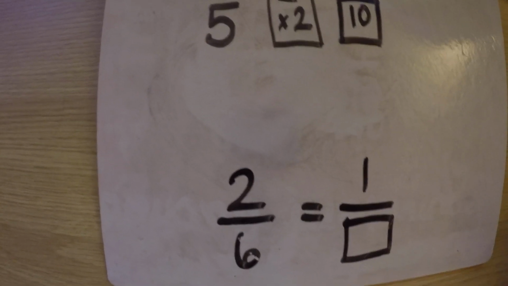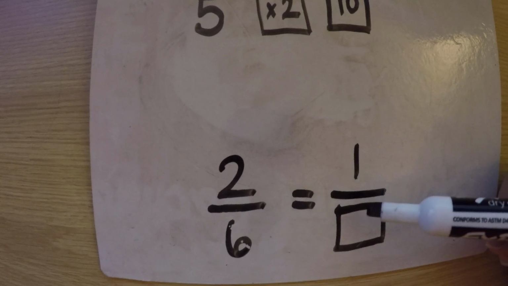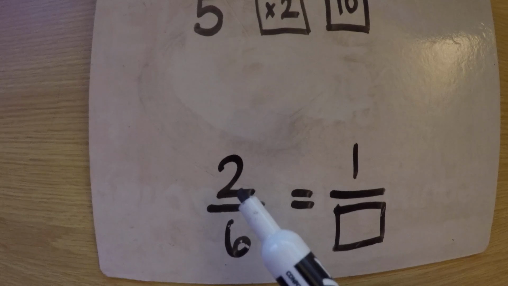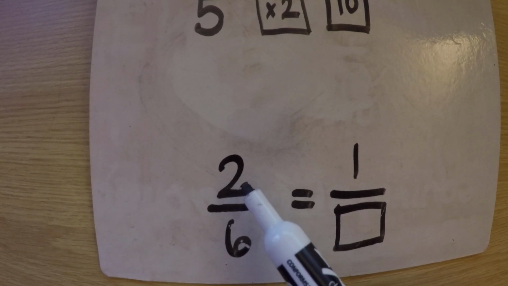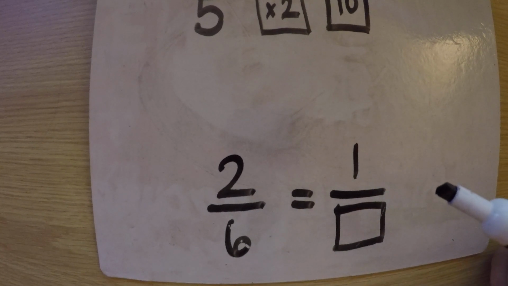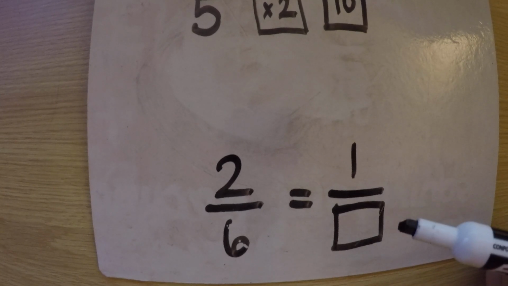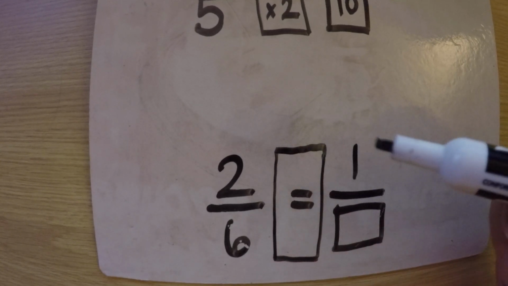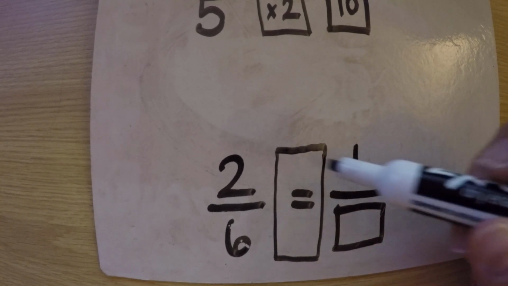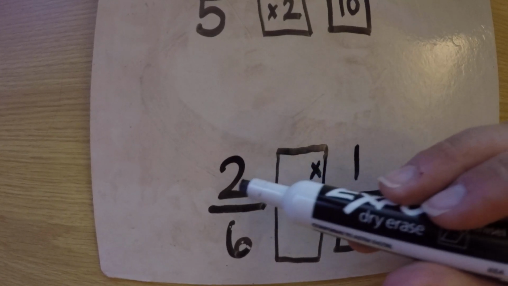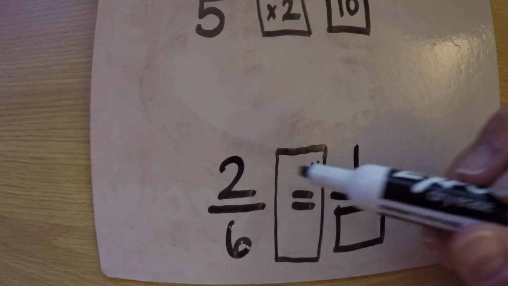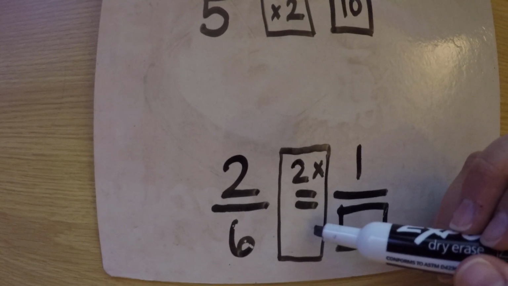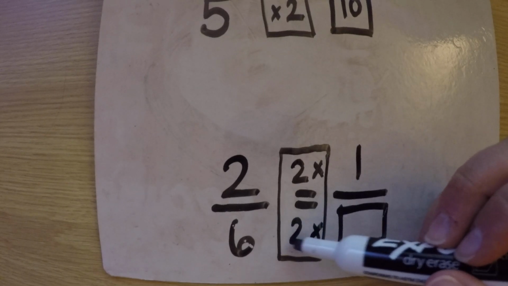Here we have 2/6 is equal to 1 over blank. You notice here that they have the largest number first compared to our 1. So we're going to work a little bit backwards here. As always, we start off with our magic 1. I'm going to start with my smallest number. 1 times what gives me 2? 1 times 2 equals 2. I'm going to draw that same way. I'm going to draw my multiplication sign and my 2.